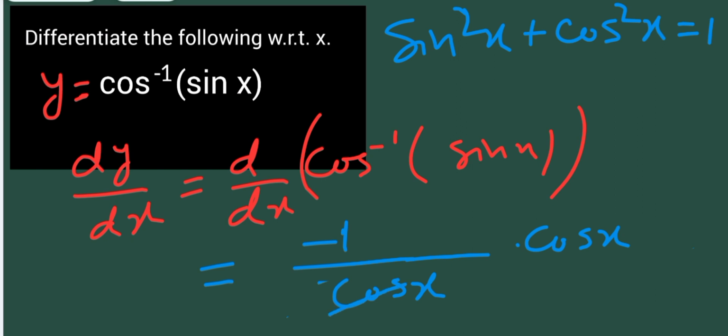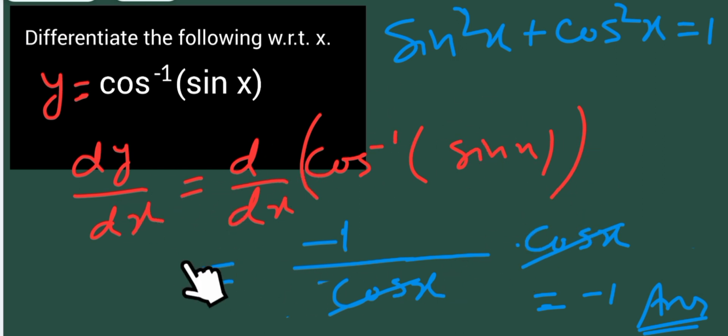So cos x and cos x will get cancelled. Ultimately we will get minus 1. So the derivative of this function with respect to x is nothing but minus 1. This is one method, using the chain rule. Here we use the chain rule.